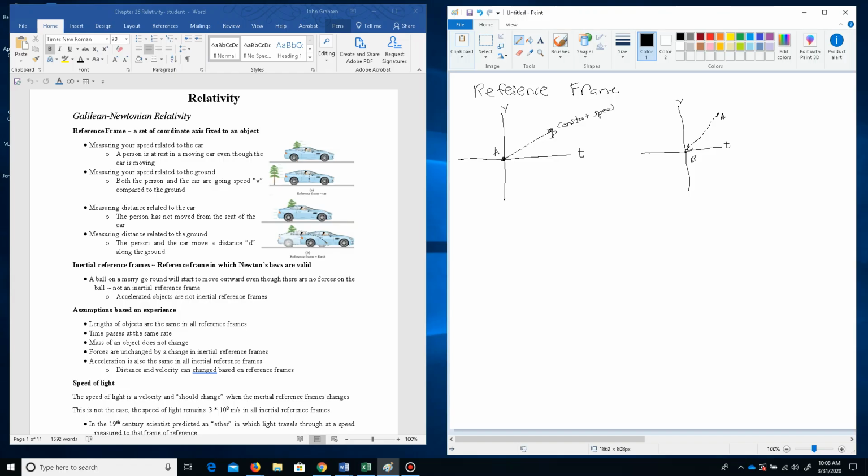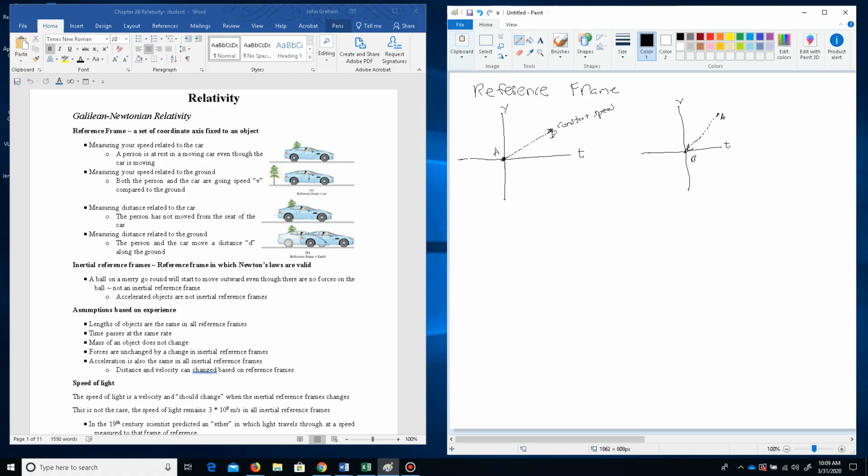So, if we're in a car here, we can measure our speed relative to a car. And so the person is actually at rest in a moving car. The car and the person move together, and they're traveling technically at the same speed, because the speed of the car is going to be measured to the ground. And so the person's speed is the same as the car measured to the ground. But measured to the car, it's zero. They're not moving away from that car. They're staying with that car.